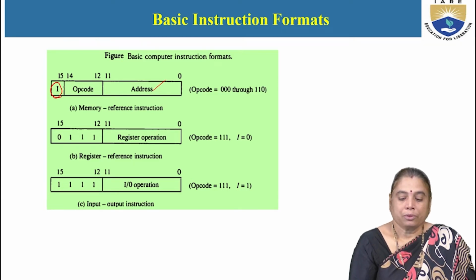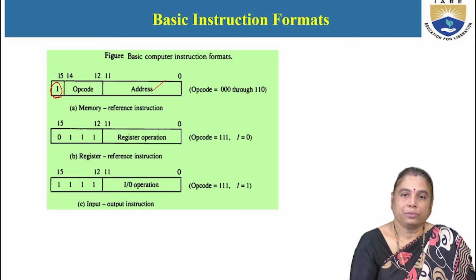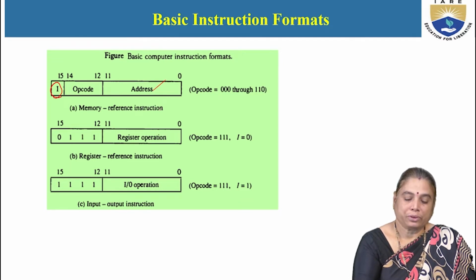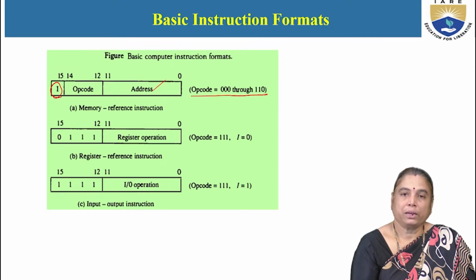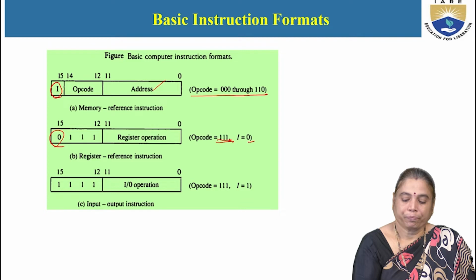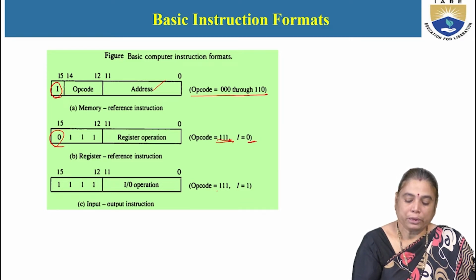So here the three categories of instructions are memory referenced instruction, register referenced instruction, and input-output instruction. For memory referenced instructions, the opcode ranges between 000 and 110. In case of register referenced instructions, the opcode is 111 and the I value is 0. In case of input-output instructions, the opcode is 111 and the I value is 1.